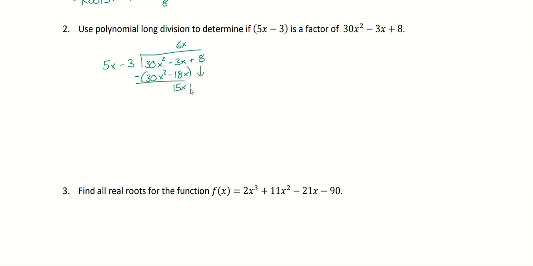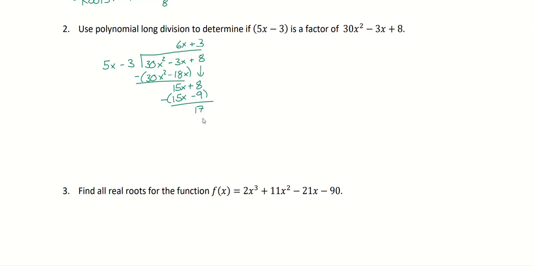And in the words of Snoop, we'll drop that like it's hot. So I now need to get rid of this 15x, and I know that if I multiply 5x by a positive 3, I'll get the same value. I get 15x minus 9. I will put parentheses to remember to subtract, and I see that I have a 17 left over.